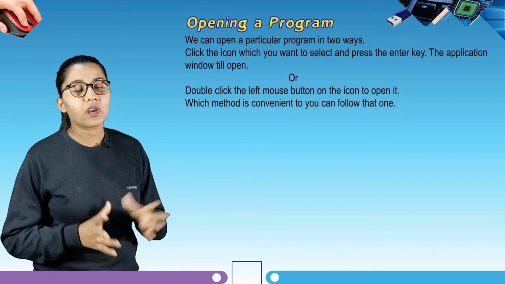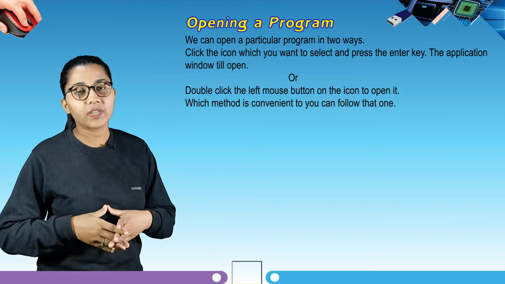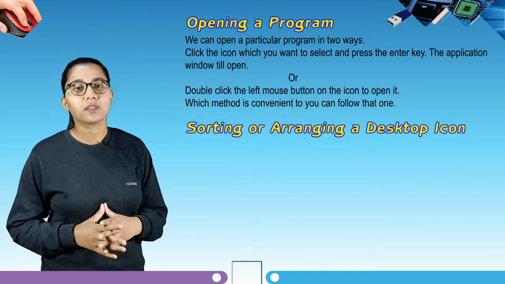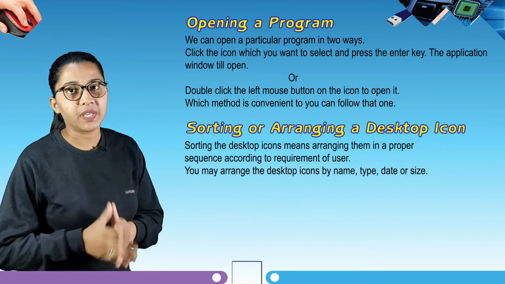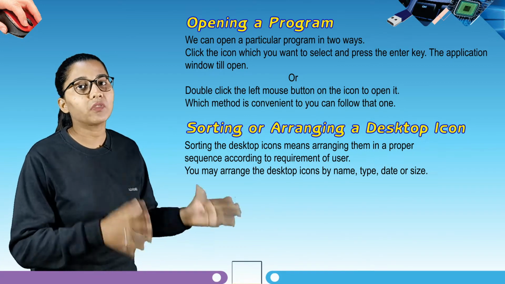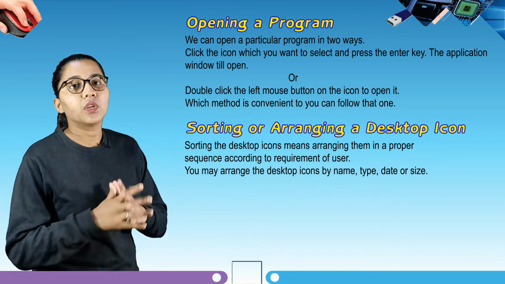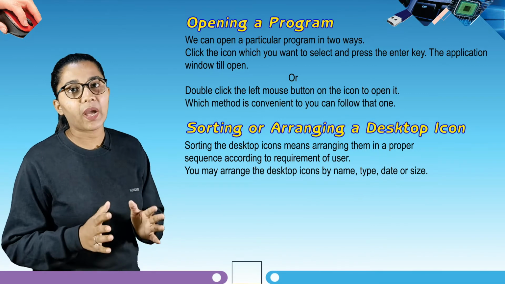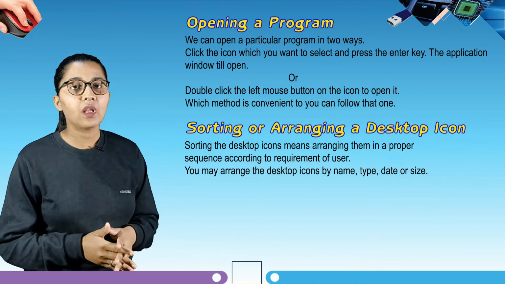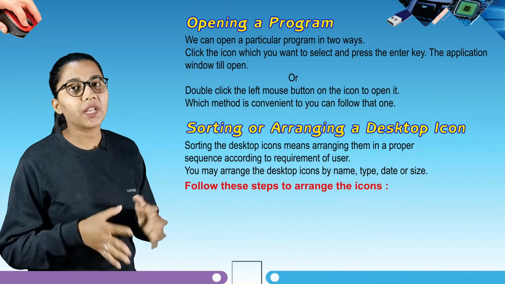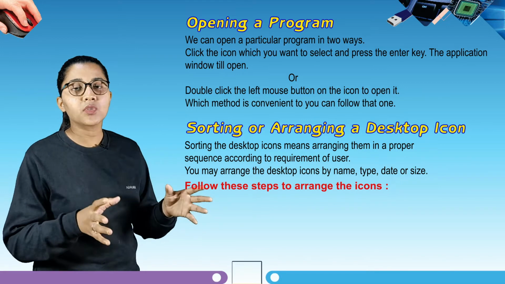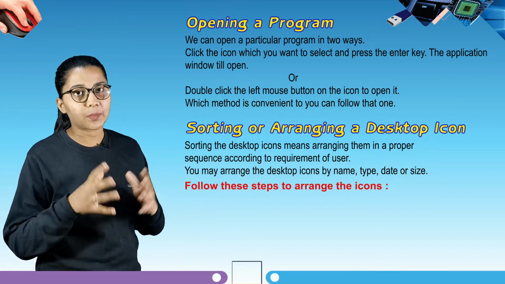So students, after all this, now our next topic is sorting or arranging desktop icons. Sorting the desktop icons means arranging them in a proper sequence according to the requirement of the user. You may arrange the desktop icons by name, type, date or size. Follow these steps to arrange the icons. If you want to arrange your icons on your desktop, follow these steps.